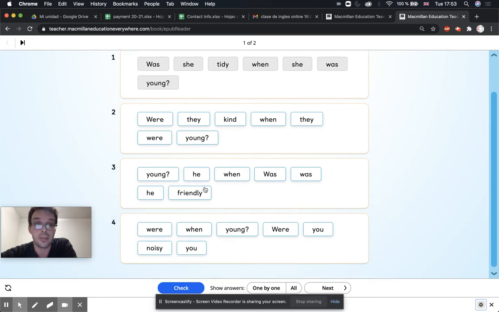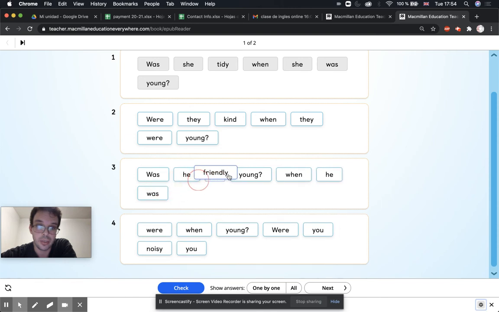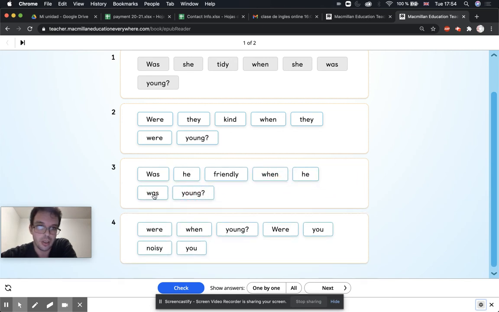Let's try the next one. Capital letter here. So that's the first word. Was he, and then for the personality, was he friendly when he was young? Okay. Was he friendly when he was young?